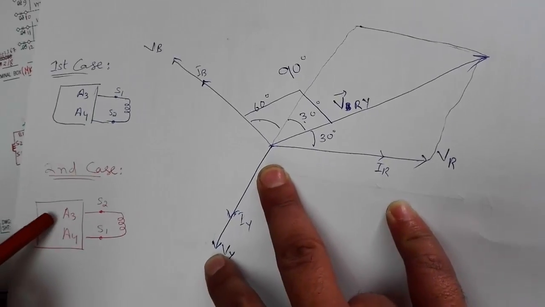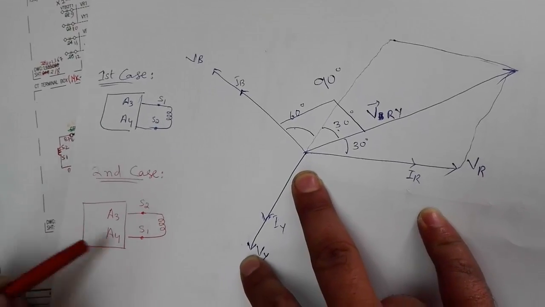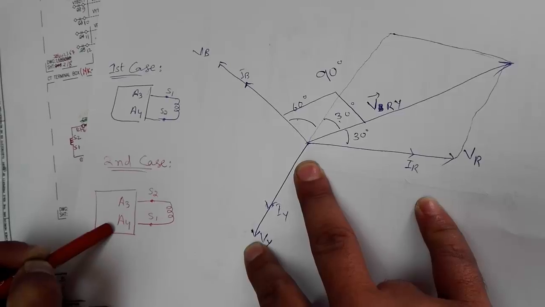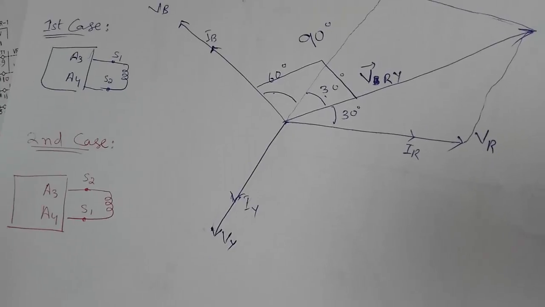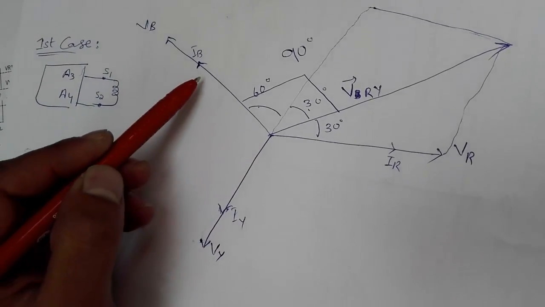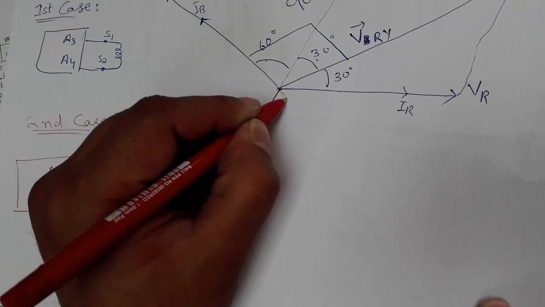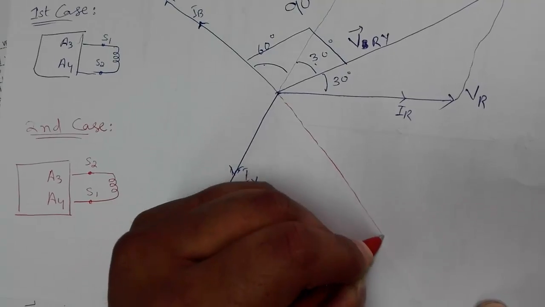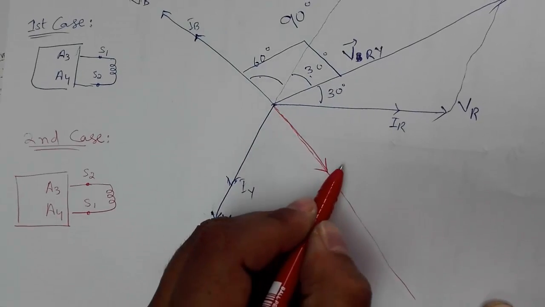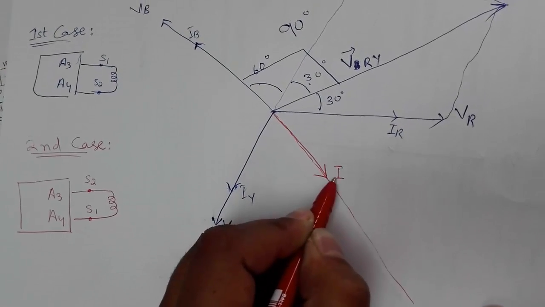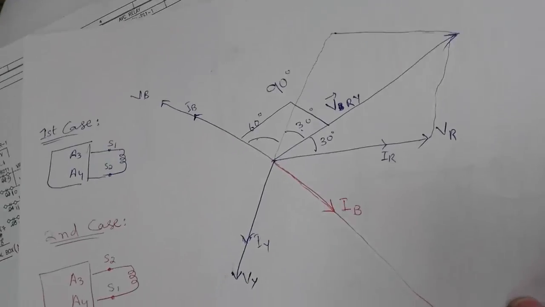If S2 is connected to the A3 point of our ZIV relay and S1 is connected to A4 of the ZIV relay, then I will explain what happens in the diagram. See here, the current direction will be reversed, meaning our current direction will now be like this. Now for this connection, this is our current direction. Now we simply have to measure the angle for this.